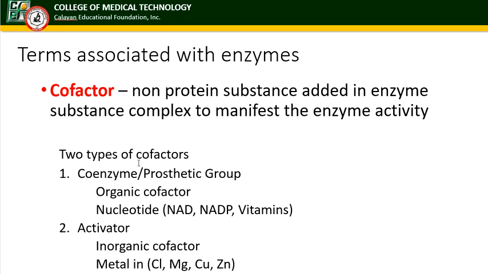So, two types of cofactors. Pwede siyang coenzyme or prosthetic group and an activator. So, anong pinagkaiba nila? So, kapag coenzyme, siya ay organic cofactor and nucleotide. So, NAD, NADP, and vitamins. Kapag activator naman, siya ay mga metals at inorganic cofactors.